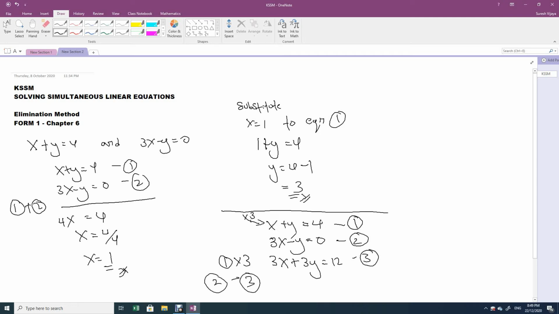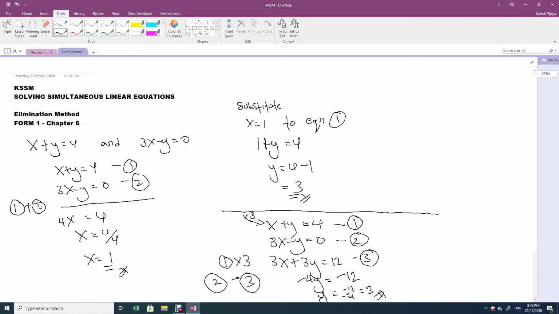So once we do this, we will actually minus out 3x minus 3x will be 0. So we will have negative 4y, because negative y minus 3y will be negative 4y. So 0 minus 12 will be minus 12. So y will be equals to minus 12 divided by minus 4, and this will be equals to 3.